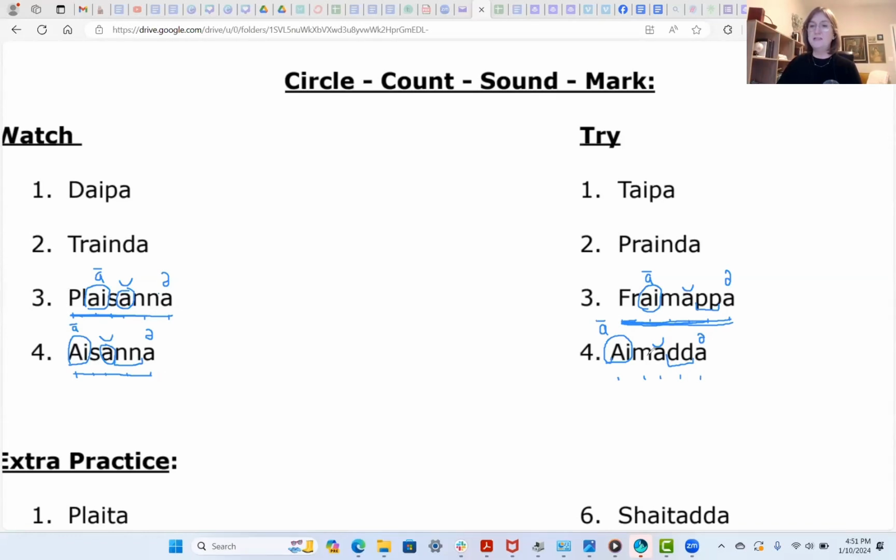Make sure your mouth stays closed on this M. There you go. So the sounds are a, m, a, d, a. I'm going to blend those really slowly. Amada. Amada. Amada.